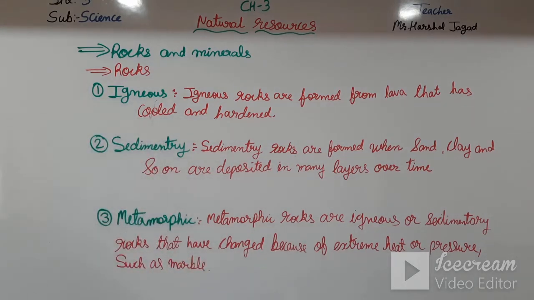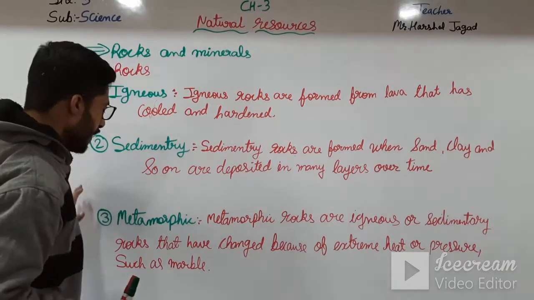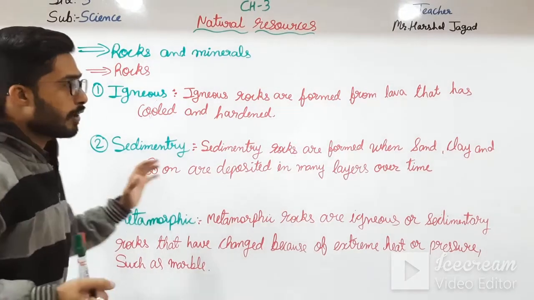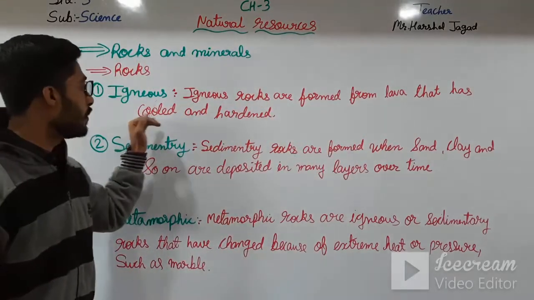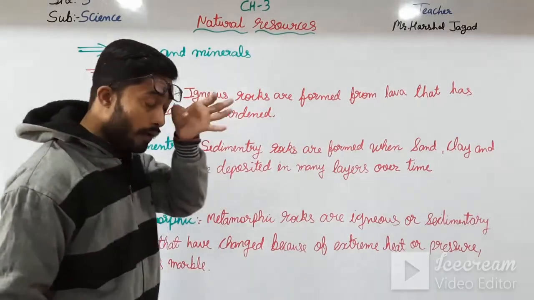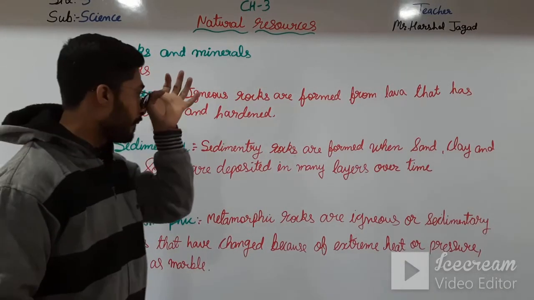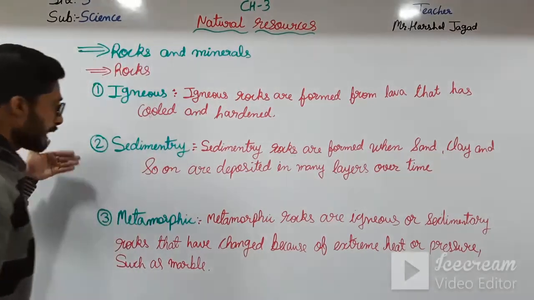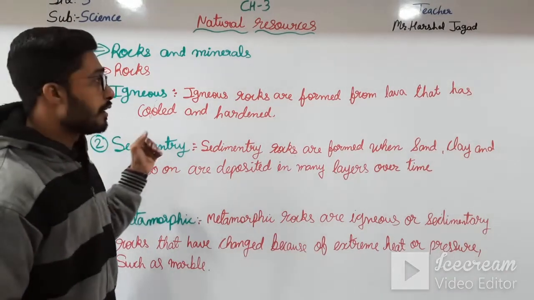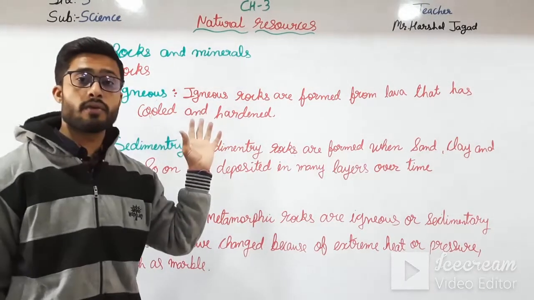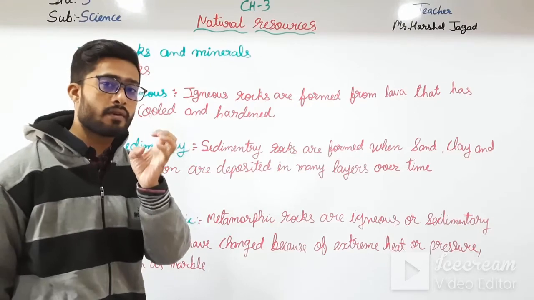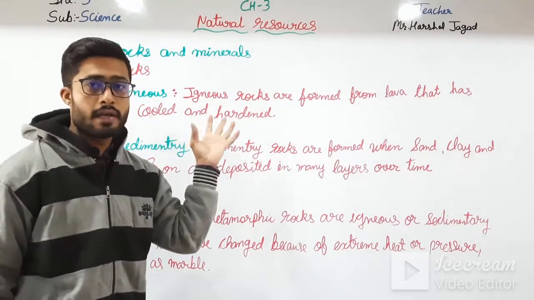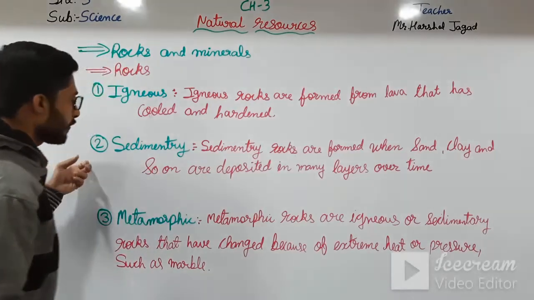Okay, so here are three kinds of rocks, which are igneous, sedimentary, and metamorphic rocks. First of all, what are igneous rocks? Igneous rocks are formed from lava that has cooled and hardened. It means this type of rock is formed where there is lava. If you go to the Shiori Mata temple, some of the rocks you will see there are igneous rocks. They are from the lava.